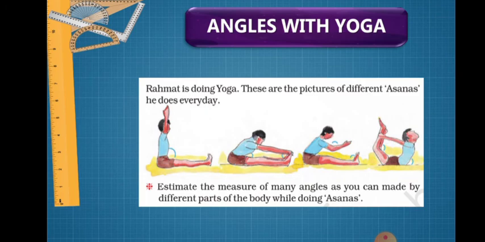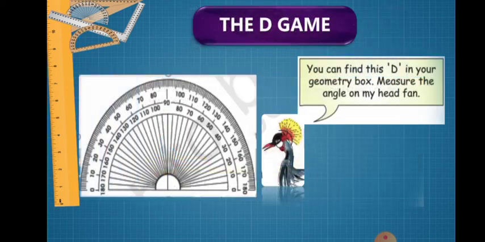Angles with yoga. Rahmat is doing yoga. These are the pictures of different asanas he does every day. You can estimate the measure of any angles made by different parts of the body while doing asanas. The D game. You can find this D in your geometry box. It is also called a protractor. Measure the angle on the head fan.